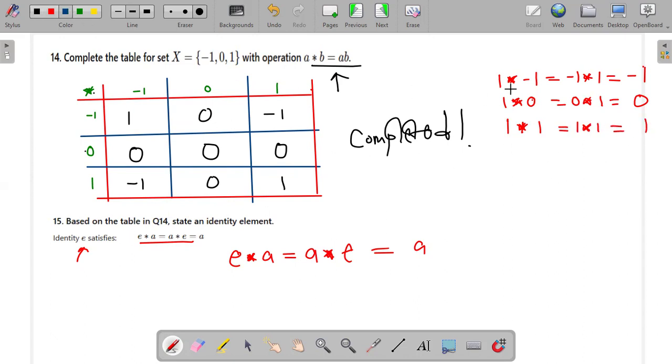So you can see that this guy here, no matter what I combine it with, it just gives the other thing that I'm combining it with. So here I'm combining it with minus 1, it gives minus 1. Here I'm combining it with 0, it gives 0. Here I've combined it with 1, and it gives 1. So that is the identity element there. Okay, so I'm going to say E there is just going to be equal to 1.